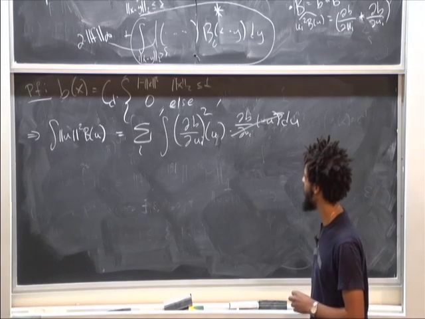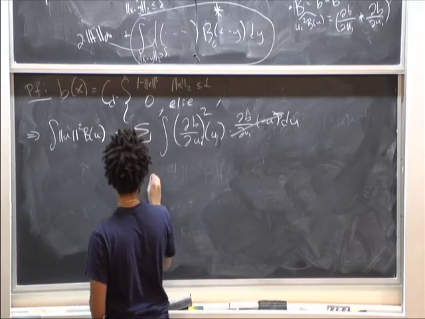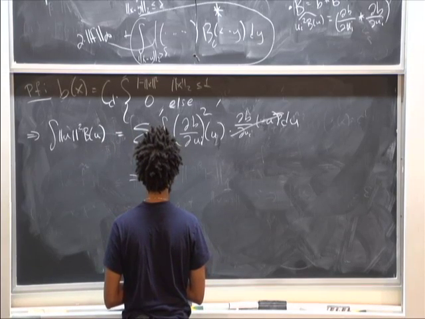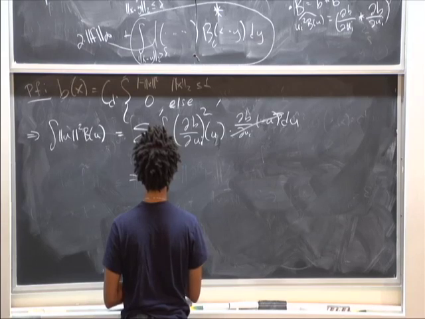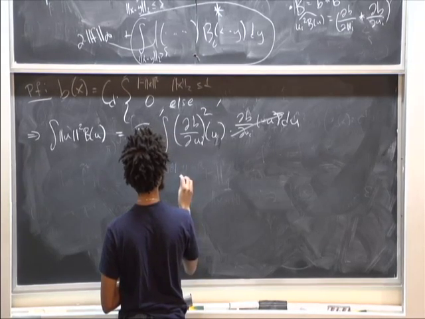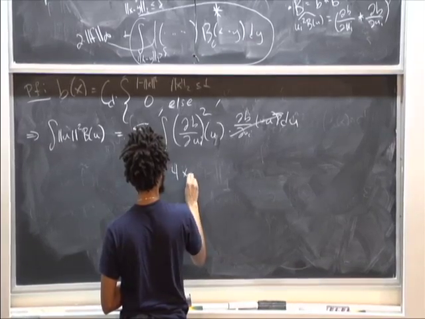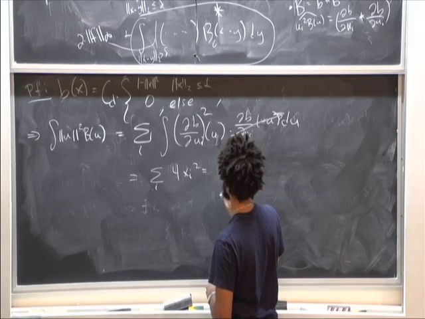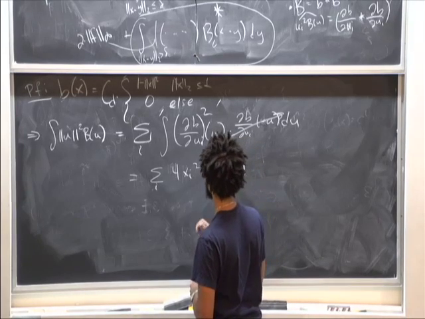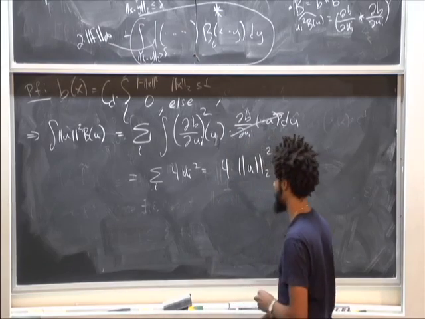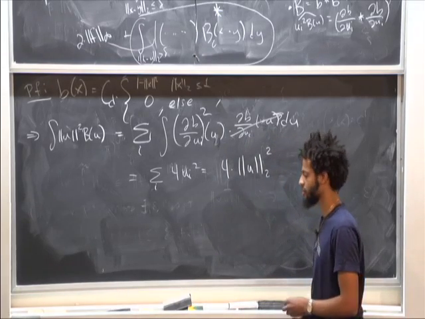Okay, and that's equal to the sum over i of, well, in the unit ball, 2x_i, 4x_i squared, which is equal to 4 times the L2 norm of u_i squared. Thank you. u squared. Okay, so now what do we say?